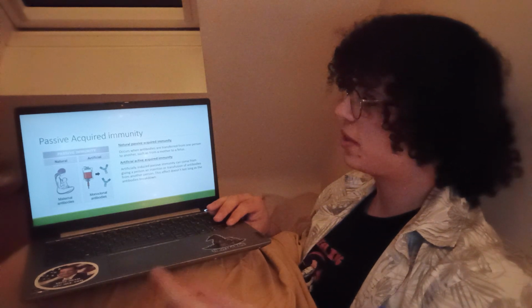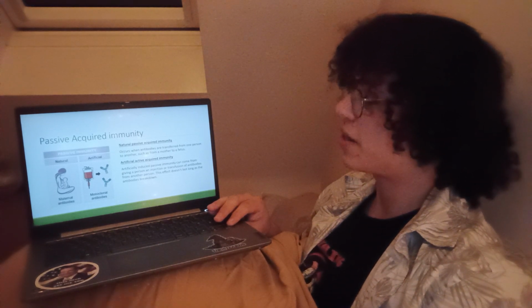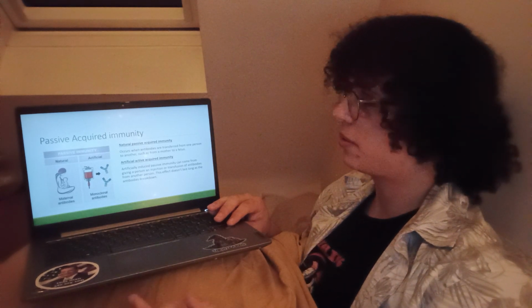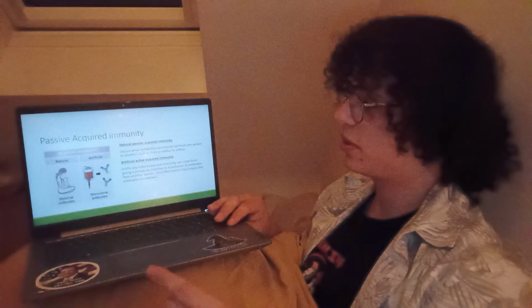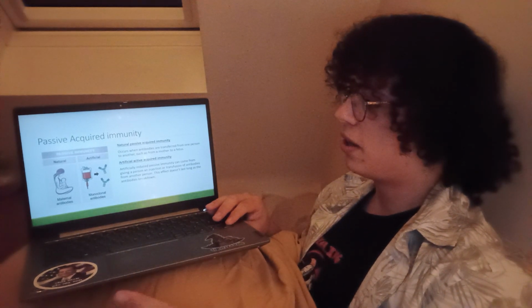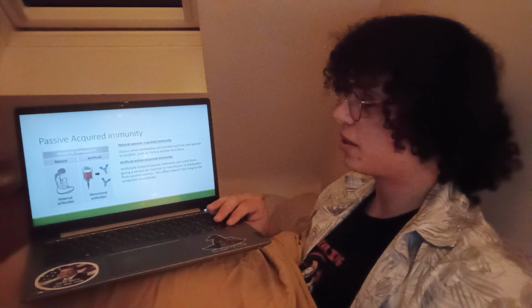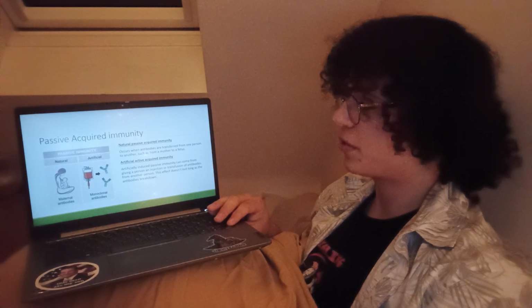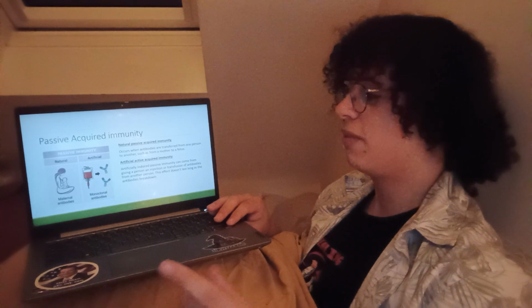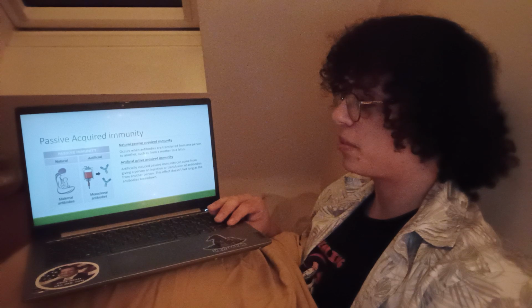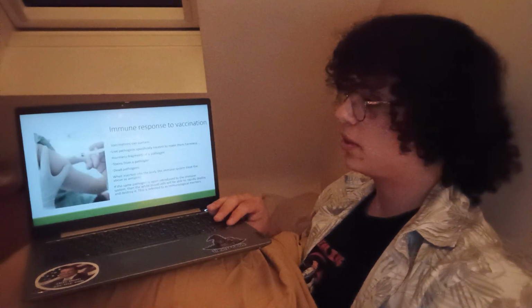Passive acquired immunity. Natural passive acquired immunity occurs when antibodies are transferred from one person to another, such as from a mother to a fetus, as I referred to earlier in this presentation. Artificial passive acquired immunity. Artificially induced passive immunity can come from giving a person an injection or a transfusion of antibodies from another person. This effect doesn't last very long as antibodies gradually break down and are not replaced by the body, as it doesn't know how to make them.